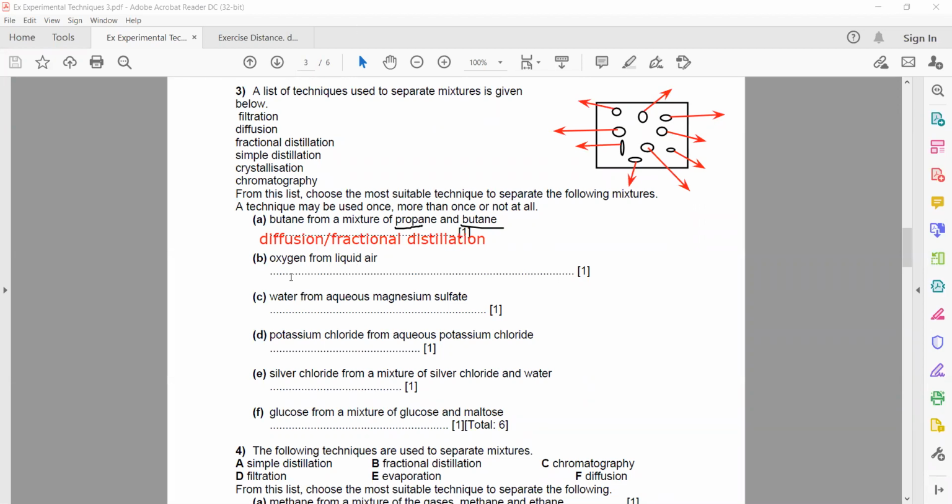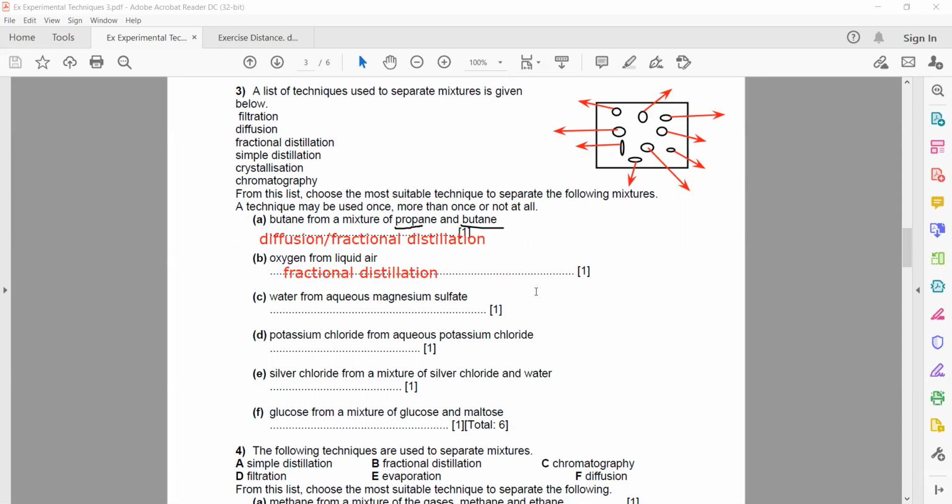So if we are separating oxygen from liquid air, again the mixture of gases, and here we have a liquid air, so that's why we cannot mention diffusion, because diffusion is only valid for gases. But fractional distillation, when a gas is converted into liquid and then we separate on the basis of boiling point, so we call that a fractional distillation.